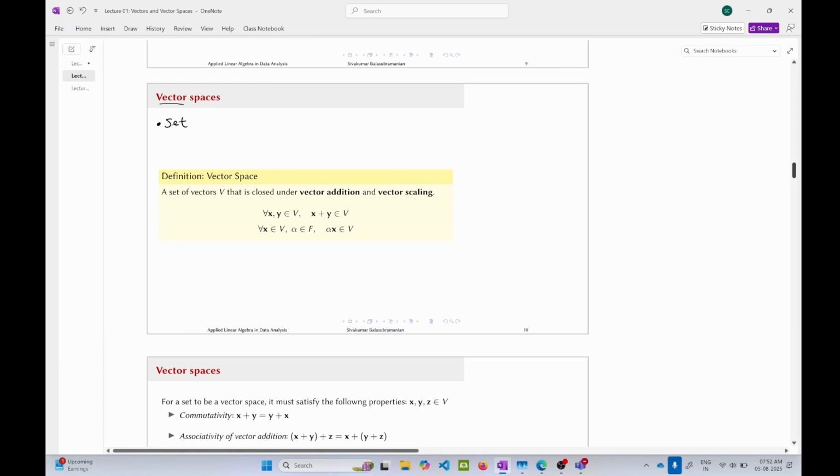So a vector space is a set. It is essentially a set of vectors. Let's say we refer to this set by the letter capital V. This set is a vector space if it satisfies two properties. Essentially, it needs to be closed under two operations, the two operations that we've looked at for vectors: vector addition and vector scaling. We know what vector addition is. We know what vector scaling is. We need to define what we mean by closed.